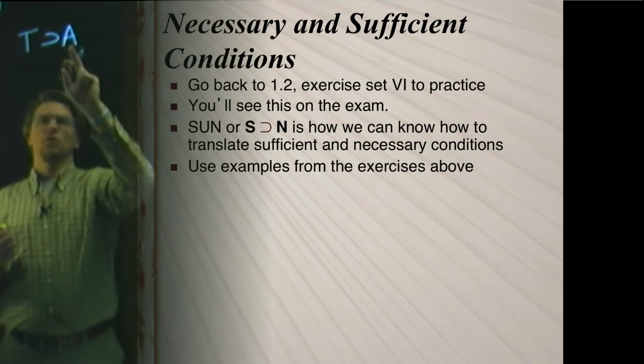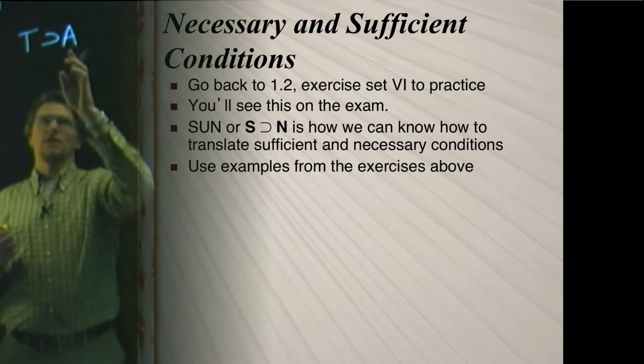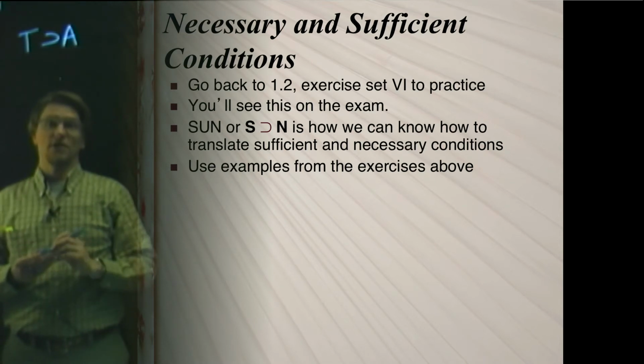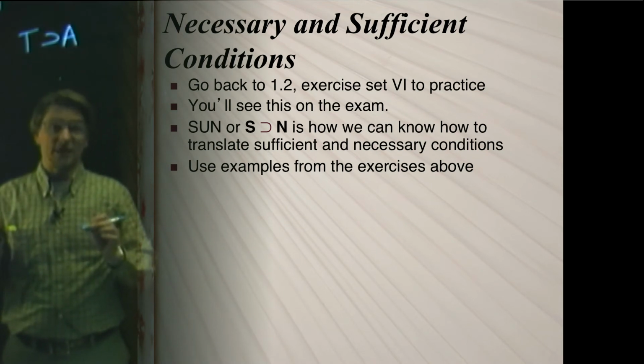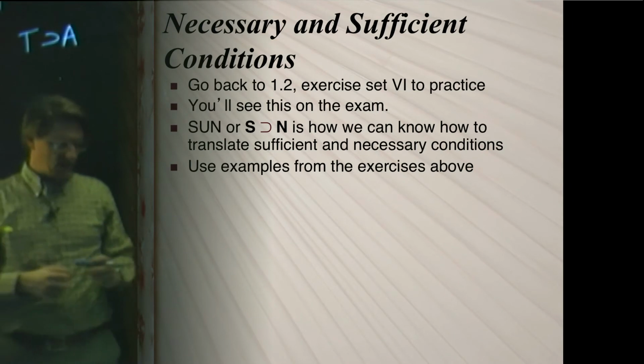Necessary conditions go on the right side of a horseshoe. This tells us that being an animal is a necessary condition for being a tiger. In other words, if you're a tiger, you've got to be an animal. There's no two ways about that. Looking at the next one, right?